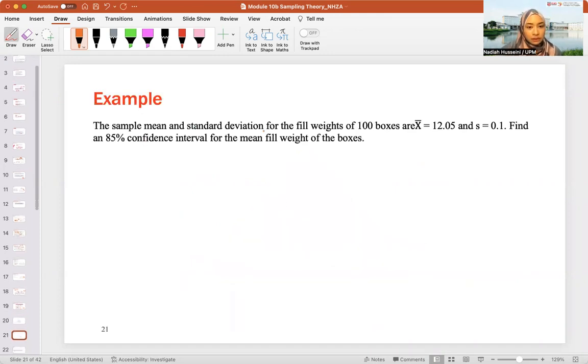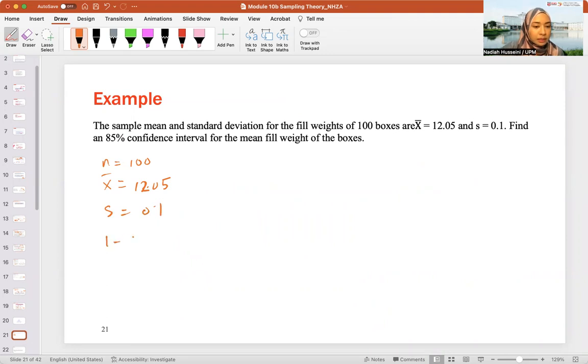Okay, the sample mean and standard deviation for fill weights of 100 boxes, this is our n, 100 boxes, okay? Our sample mean is given as 12.05. Okay, I want everyone to focus here. And S is 0.1. I know it's very philosophical, but we have to make sense of it. Find an 85% confidence interval.